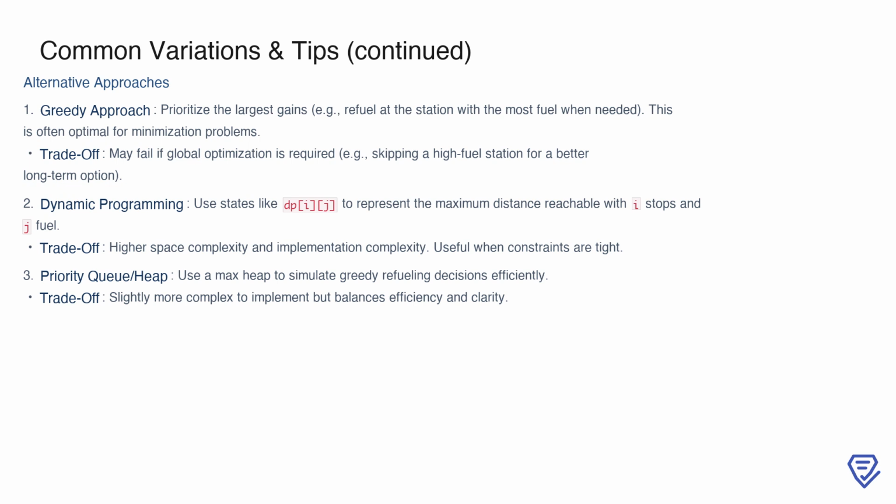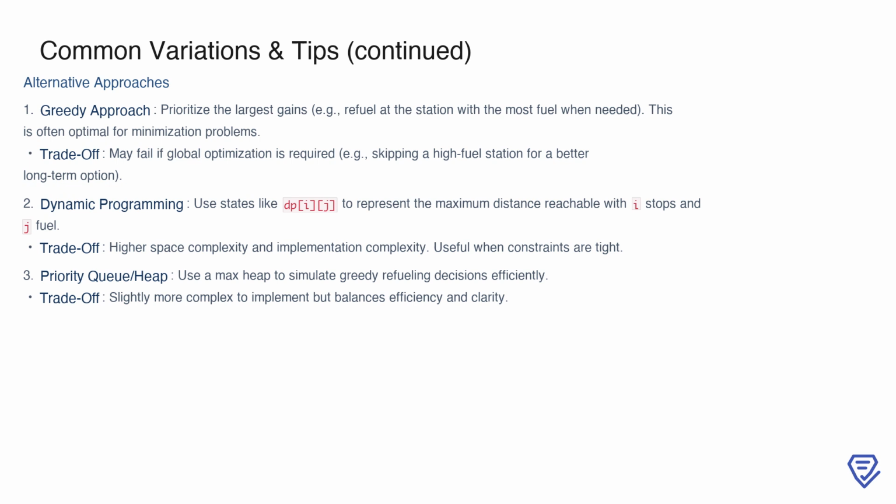Here, you might define states like dp[i][j], which represent the maximum distance reachable with i stops and j fuel. While this approach can be very effective when constraints are tight, it comes with higher space complexity and can be harder to implement. Lastly, using a priority queue or max heap is another efficient strategy.